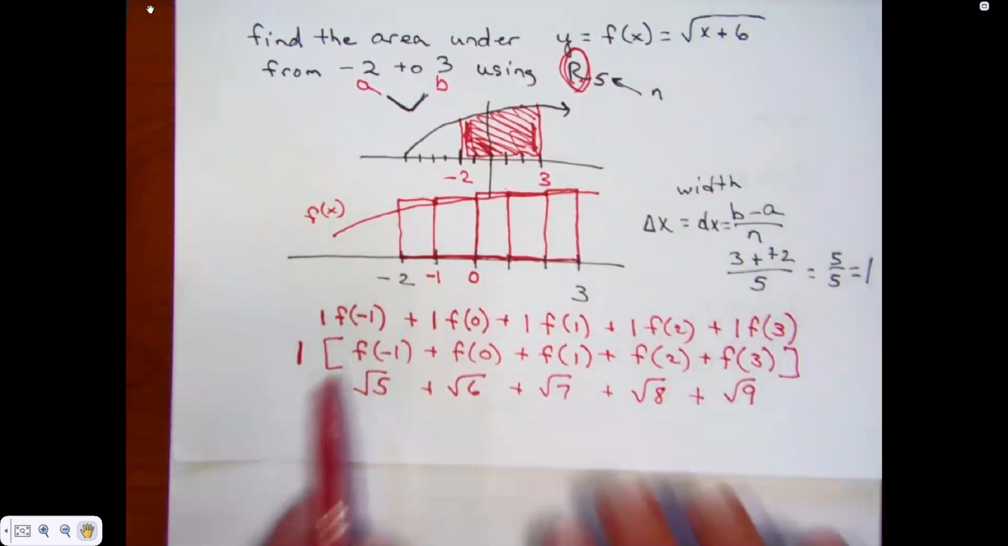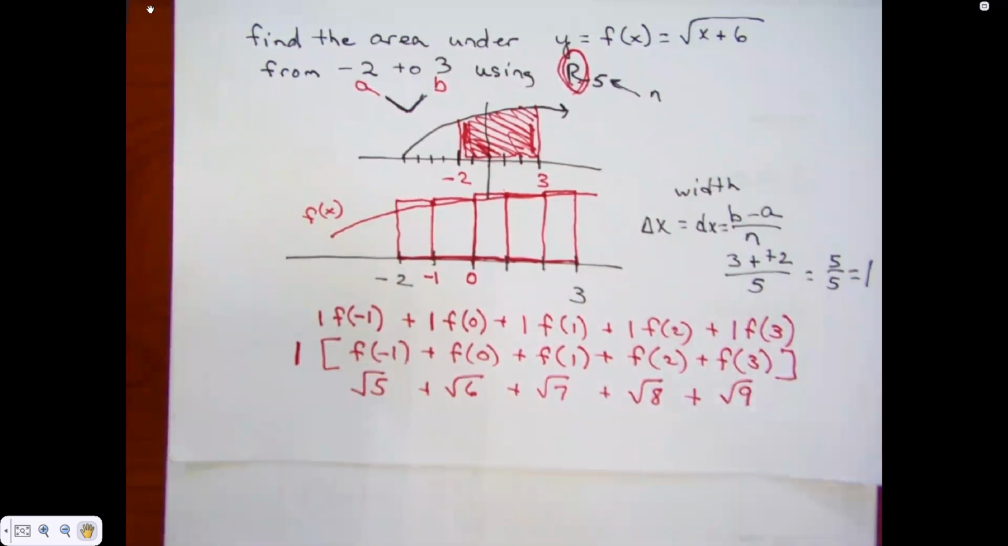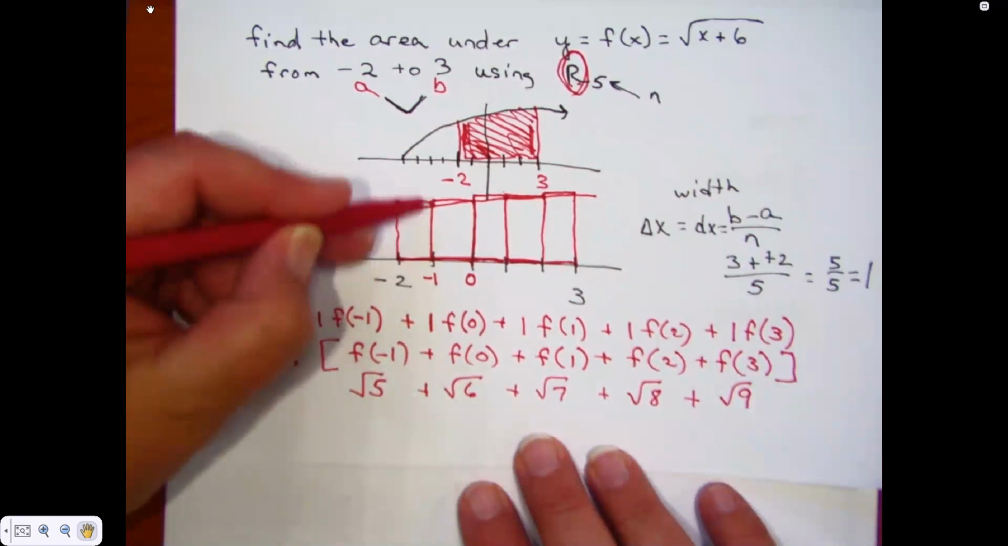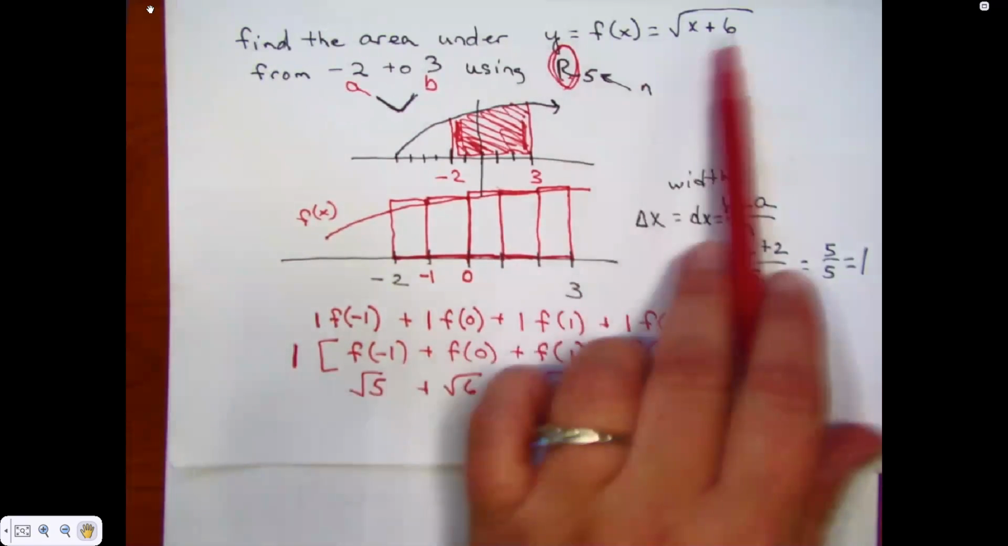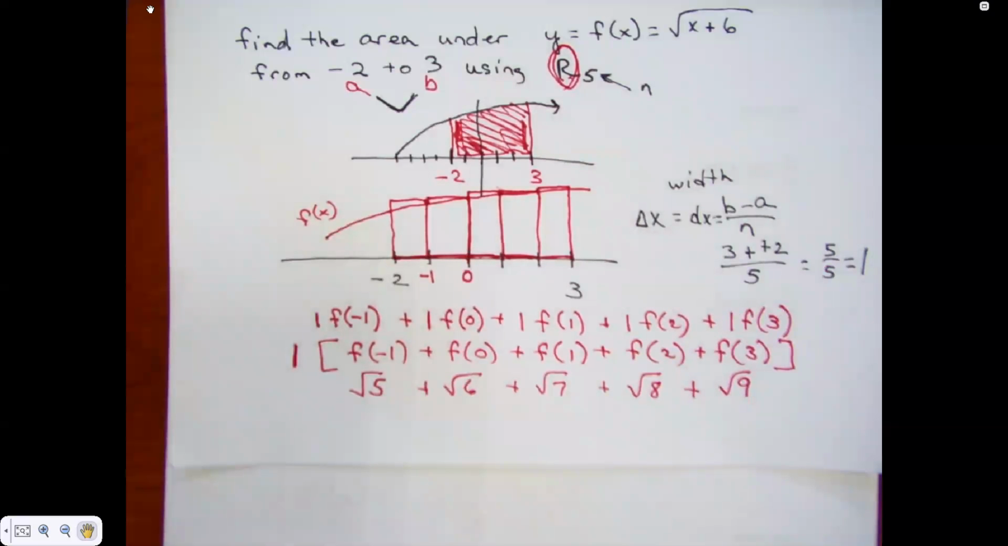So you have to do the f function, plug it in. That gives you the y value. The y value is the height. So to get the y value, you have to plug it into the function. It gives you the height of the rectangle. And then it's just a matter of adding those up.